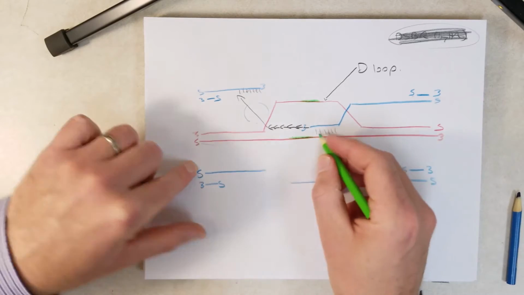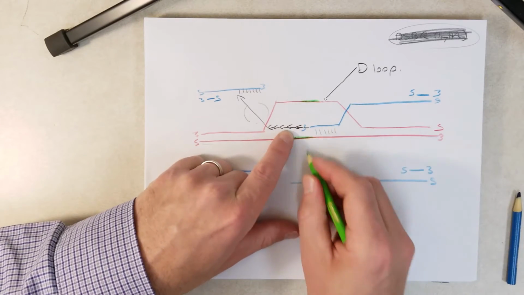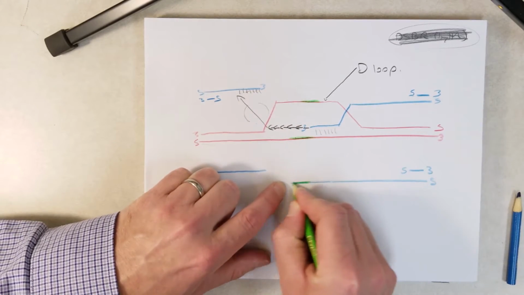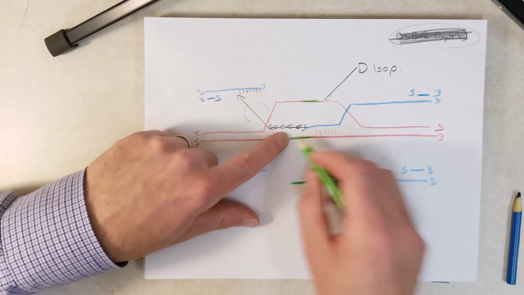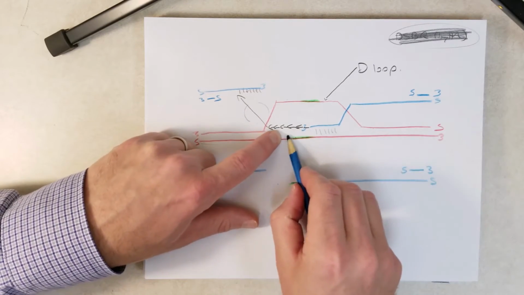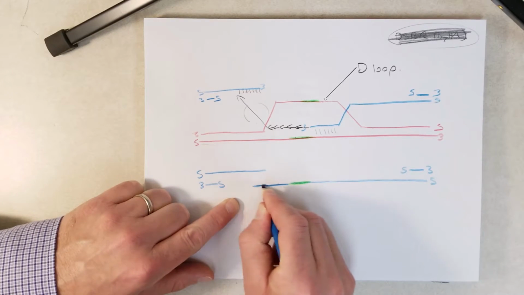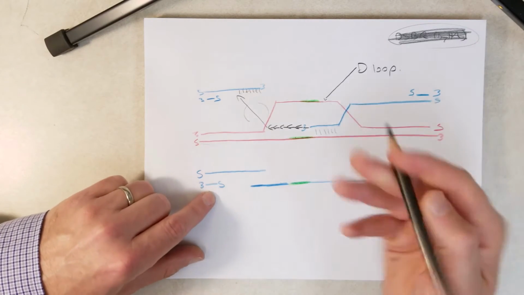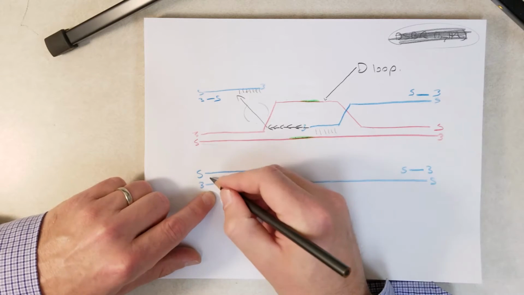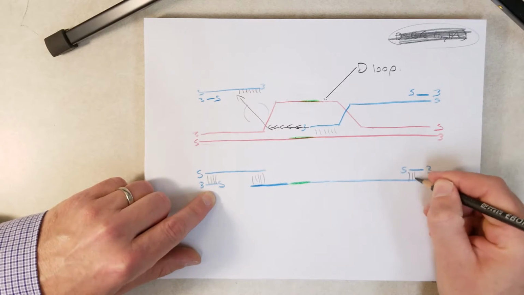And we have that green. Remember, we copied over that green part, so I'm going to color that green. And then I'll use blue again for this other part here. Okay, so that's annealed here, that's double-stranded there.